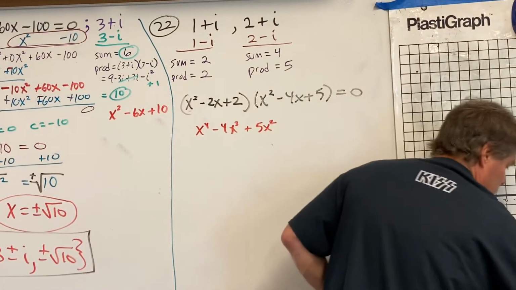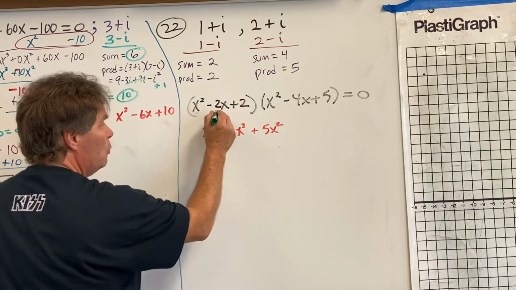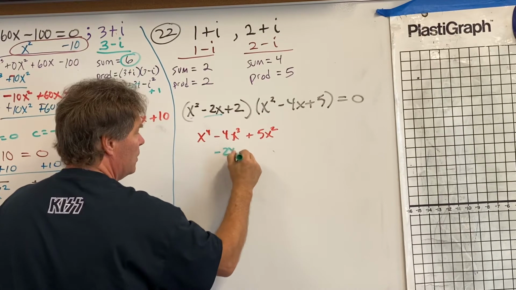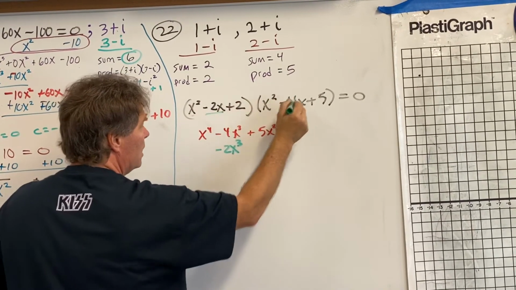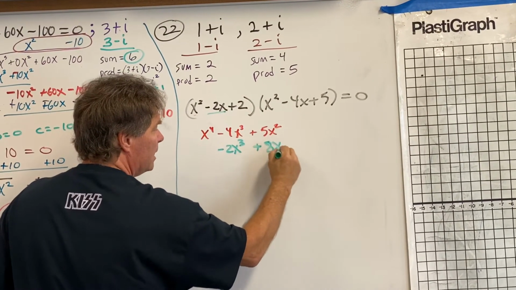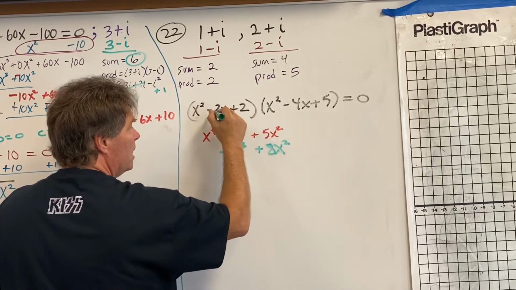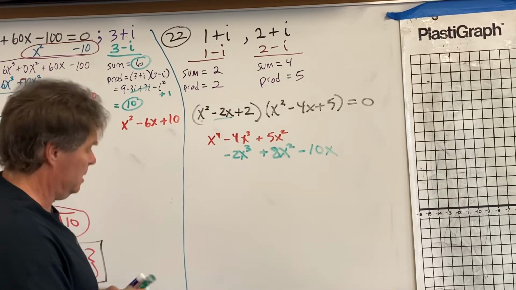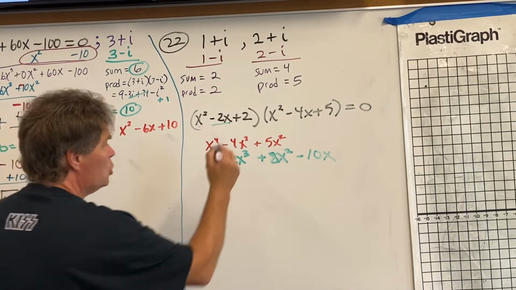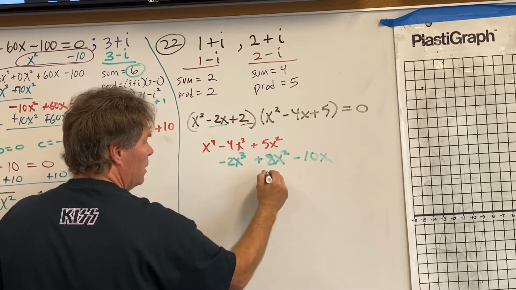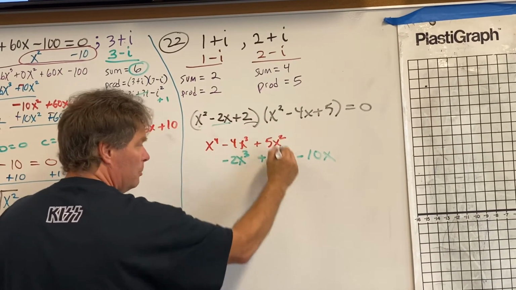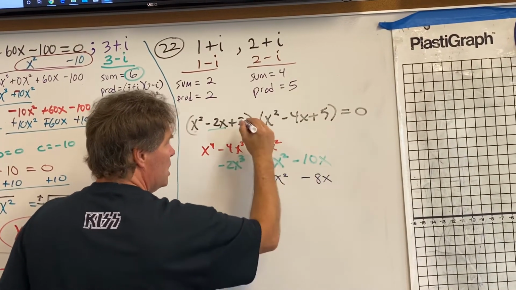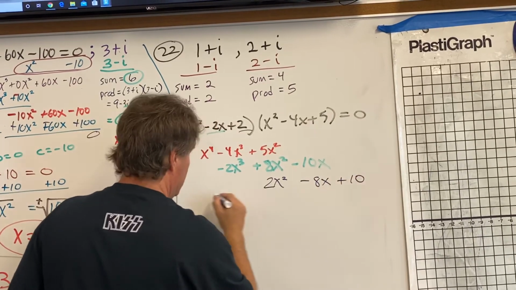Now, let's do negative 2x times everything. Negative 2x times x squared is negative 2x to the third. Negative 2x times negative 4x is plus 8x squared. And negative 2x times 5 is negative 10x. And then finally, let's do 2 times each of these. 2 times x squared is 2x squared. See, I'm lining up all the x squareds. 2 times negative 4x is minus 8x. 2 times 5 is 10.